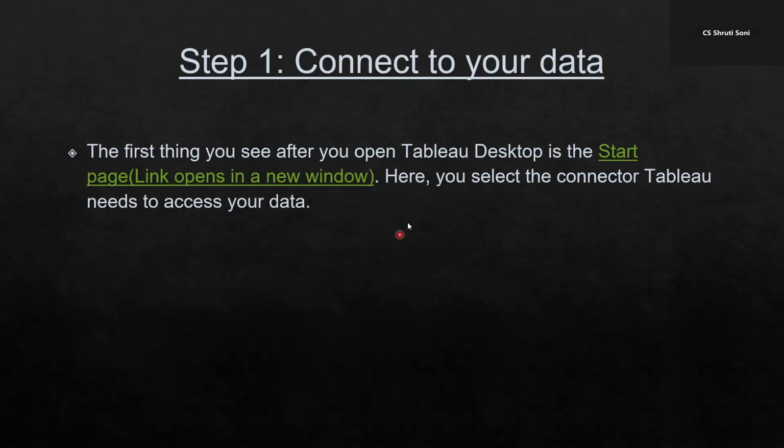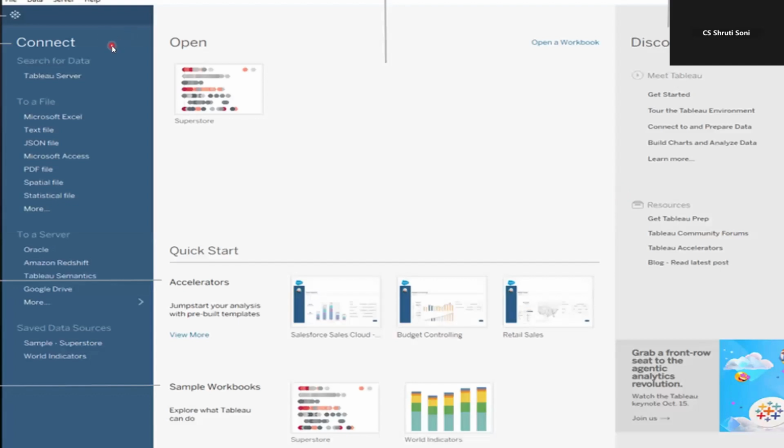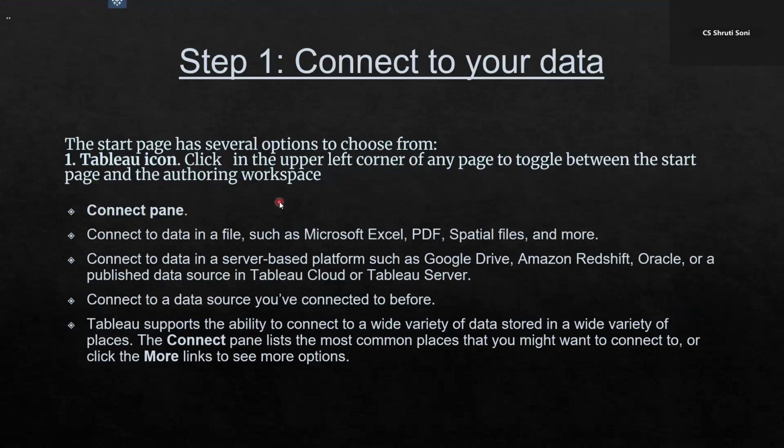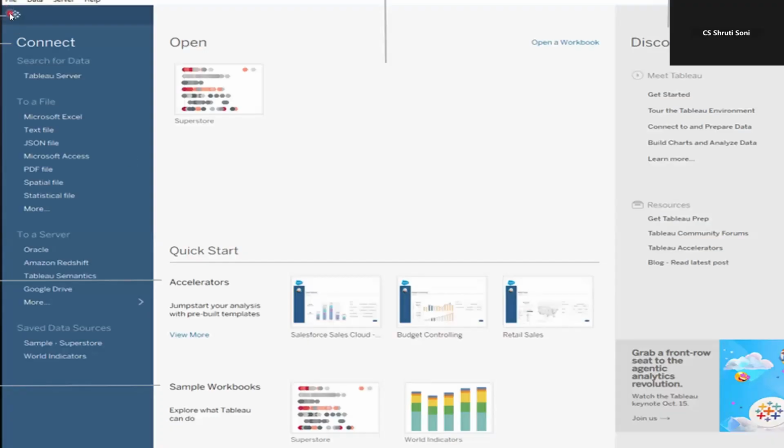So the first thing you see after you open your Tableau Desktop is the start page. We've already seen that. So you select the connector Tableau needs to access your data. So this is the connector here, right? So the first thing we do is connect. What you can do is click in the upper left corner of any page to toggle between the start page and authoring the workspace. So you have a Tableau icon here. This is the Tableau icon here.